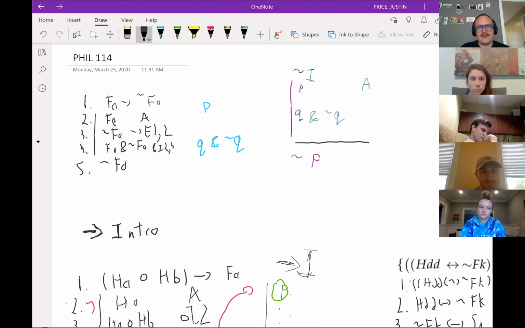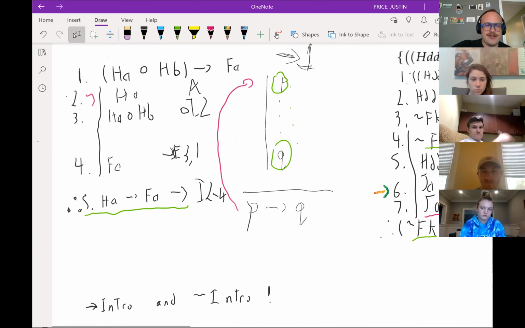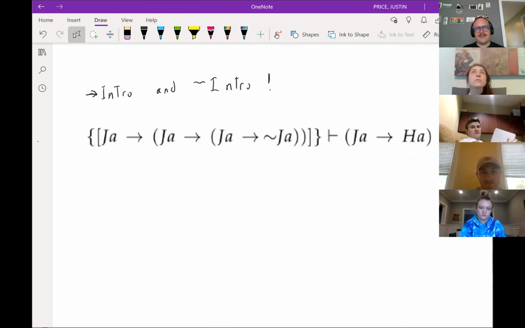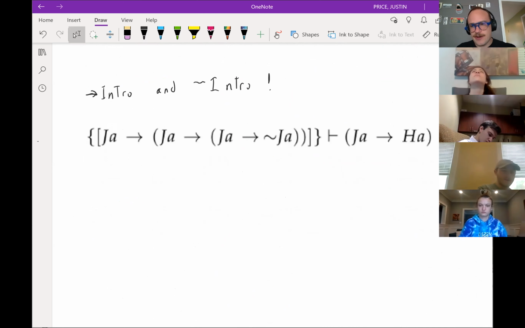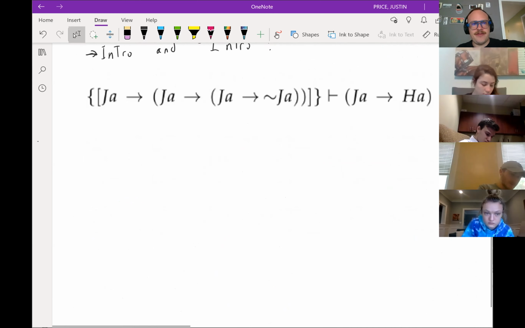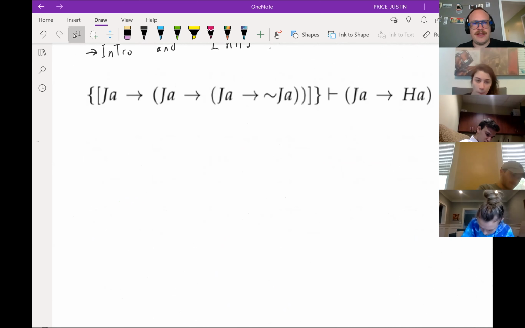Okay. All right, we've got some time. So I want to do a derivation that uses both these rules now, conditional introduction and negation introduction. And this will be a true test. I'll give you guys 5 minutes to tackle this one, and then we'll do it together.